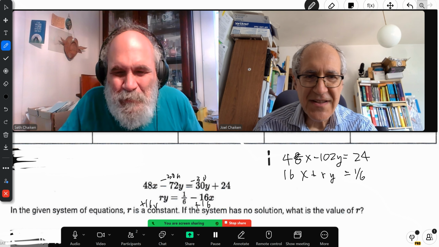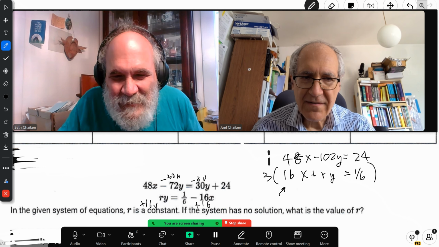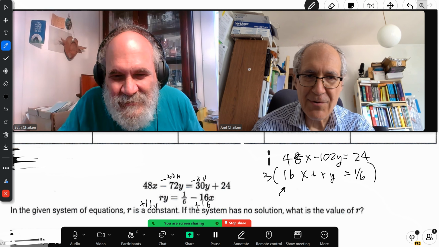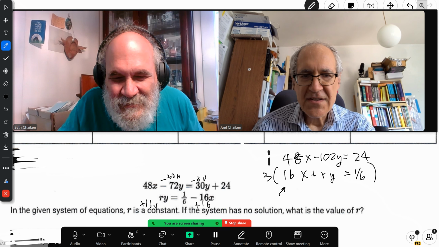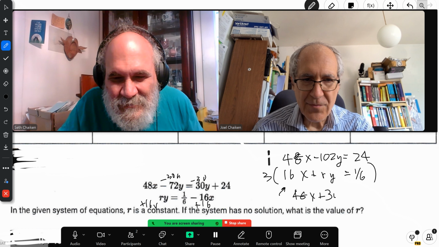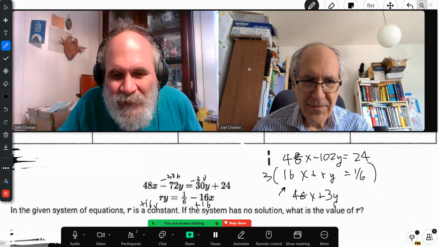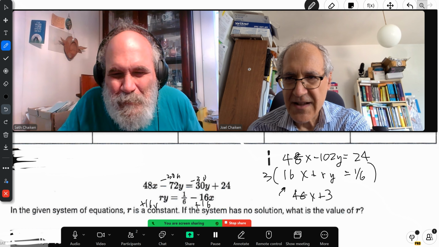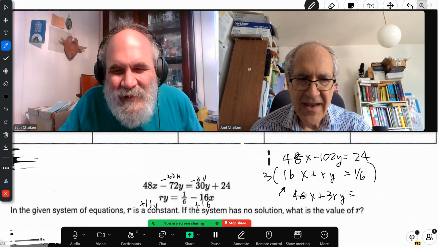So you could see that if you multiply this by 3, you get a 48x. So we're definitely going to need that, because we want to have the coefficients of the x and the y to be the same. So if we multiply this by 3, we get 48x plus 3ry. Yeah, we need that coefficient. We need that parameter in there. Equals a half.